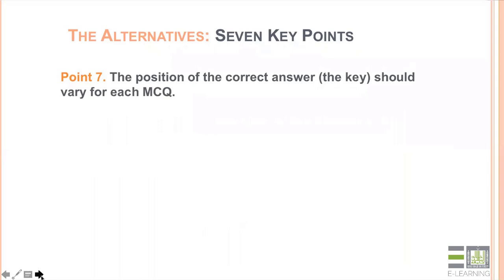The last point I want to share with you with regards to constructing alternatives is that when designing your alternatives, it's very important to vary the order of the correct answer. Make sure that most of your correct answers aren't in B or C. Research has shown that lecturers often position their correct answers as B or C options, so vary the positions and make sure that there's not a pattern for students to detect.